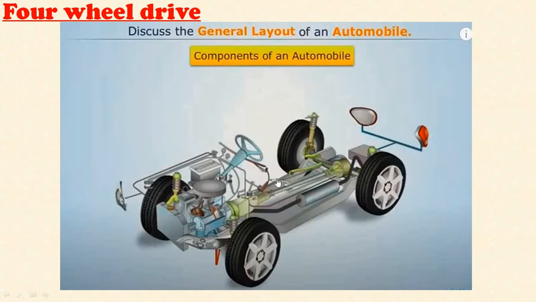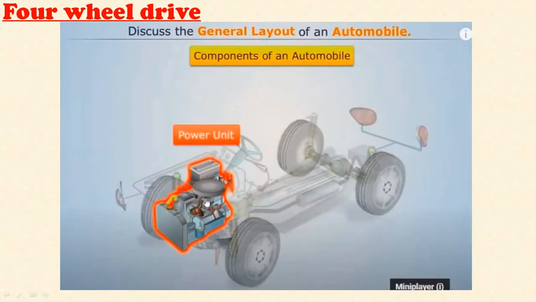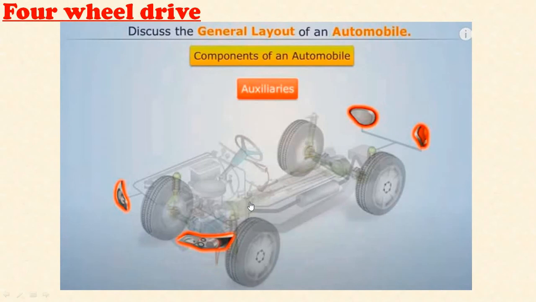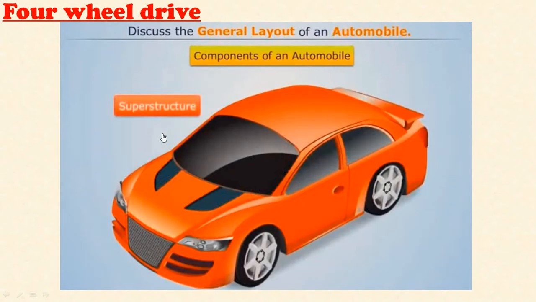Now in this video you can see the basic structure. The power unit, the transmission system with the gearbox and its components, and the control. The superstructure means the body, the roof and all the parts together, which we call the superstructure.